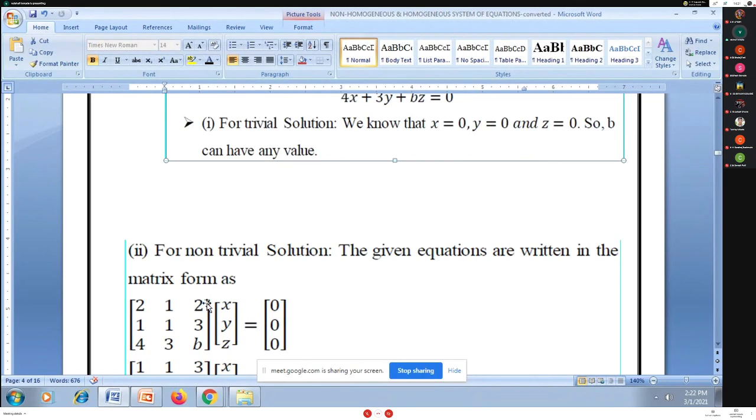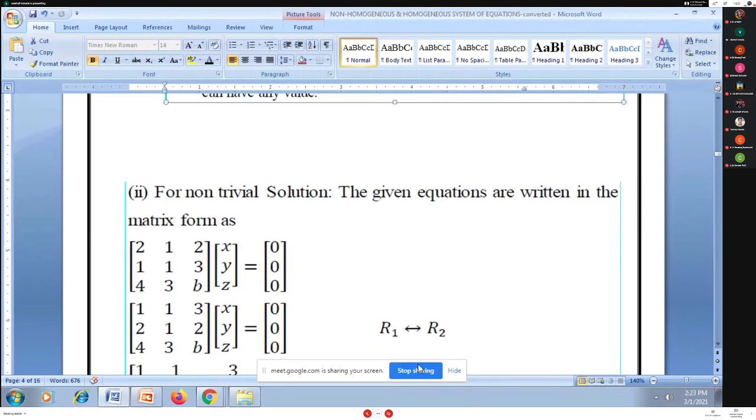I'll try to convert this matrix A to echelon form. The same row transformation I have to apply on the right-hand side matrix, but as it is a zero matrix, there will be no effect on it. I require the element at the (1,1) place to be 1, so I'll interchange R1 and R2 in the first step. Now I'm getting the element at the (1,1) place as 1.